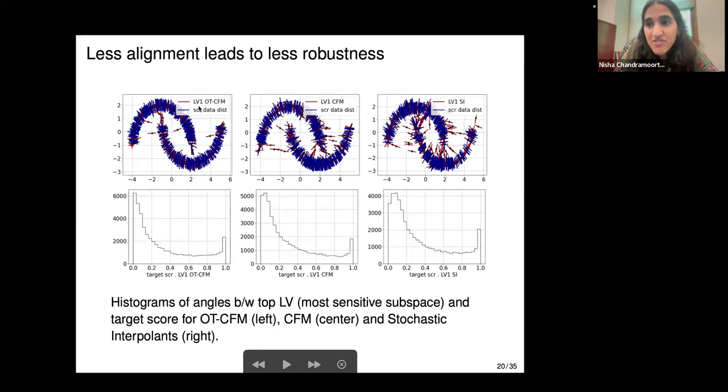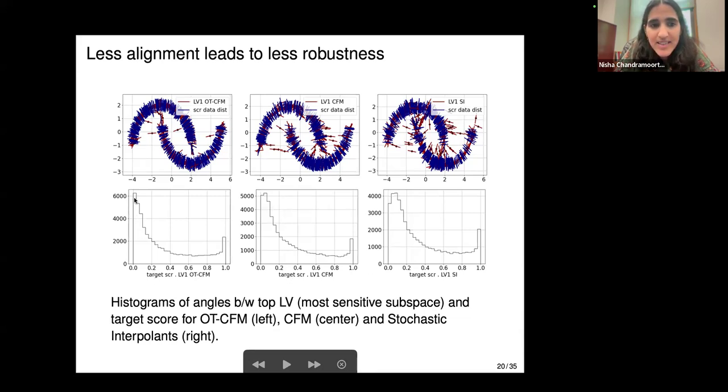the topmost Lyapunov vector. So this is the most sensitive subspace, which is just one dimensional in this two-dimensional example, for 3 different algorithms that is shown in red at each point. And in blue, we show the score of the data distribution, okay? So if these two are perfectly orthogonal to each other, that is the angle between them or the dot product is close to 0. This is the histogram of the dot product of the target score and the most sensitive Lyapunov vector in each of these different algorithms.